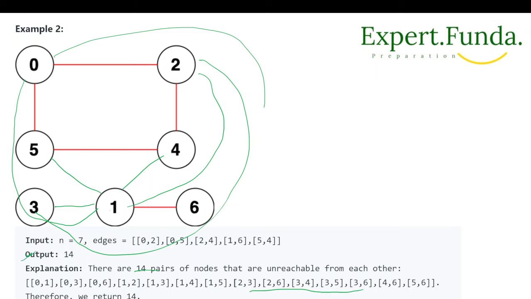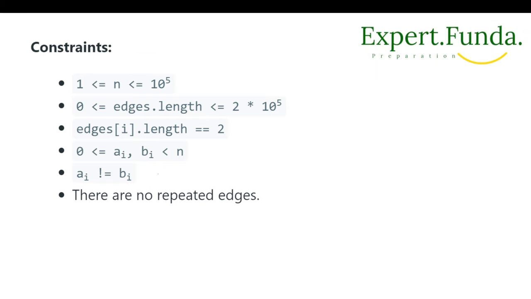Okay, so I think you have got the idea of what to do and how to find the pairs of unreachable pairs, right? If we talk about the constraints, n is given greater than or equal to 1 and it should be less than 10 to the power 5. Ages are given greater than or equal to 0. It can be 0, or the number of pairs, the length, can be 2 into 10 to the power 5.